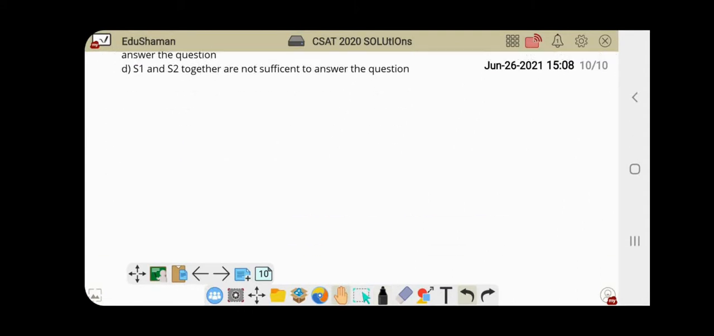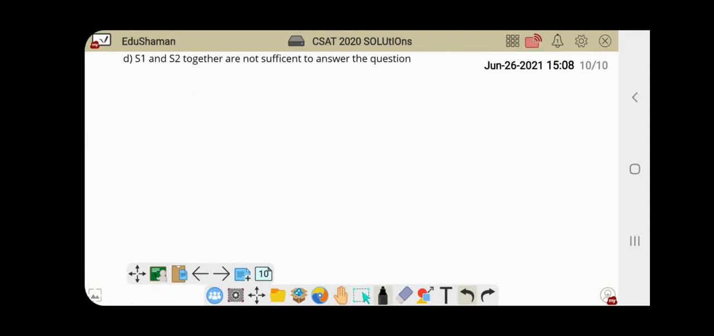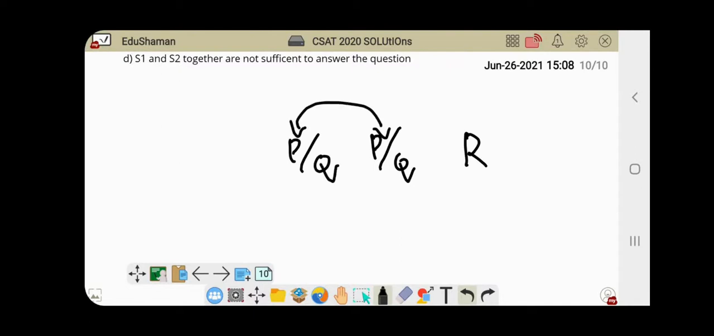So let me write it down here. R is greater than P as well as Q. I'll write it as P by Q or P by Q because we don't know which one among P and Q is the larger number. So it can be either P or Q, and here also it can be P or Q. So from S1 we cannot tell which is the largest number because we don't know where S stands.